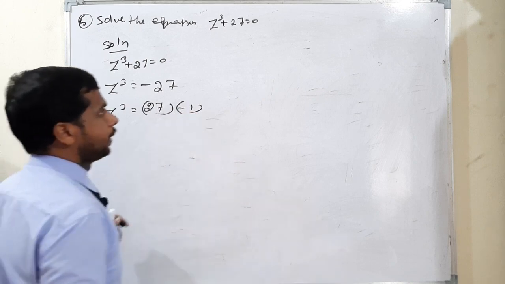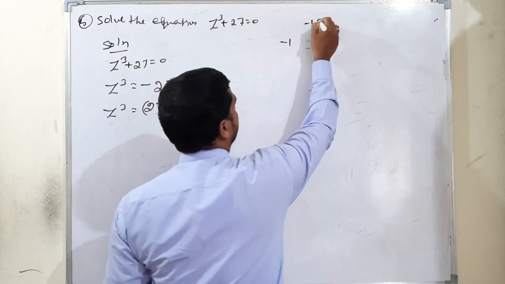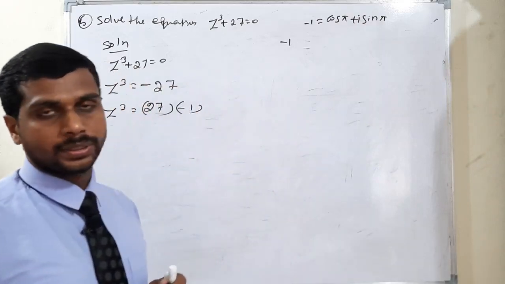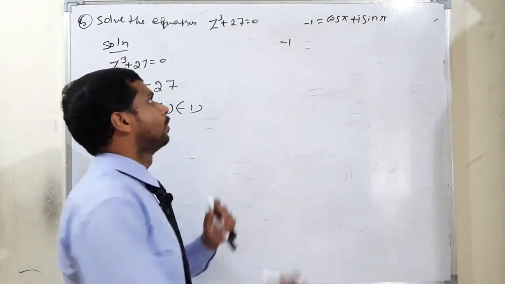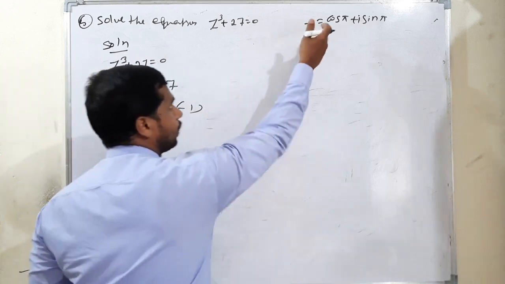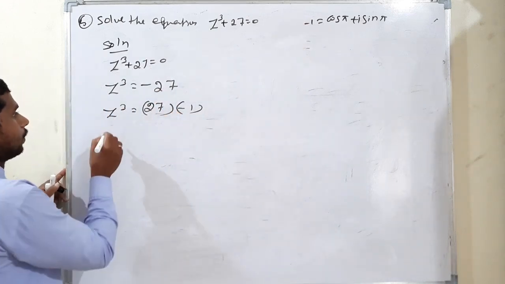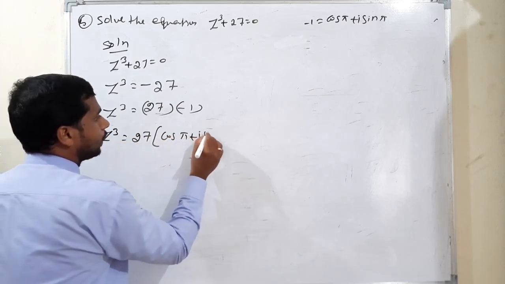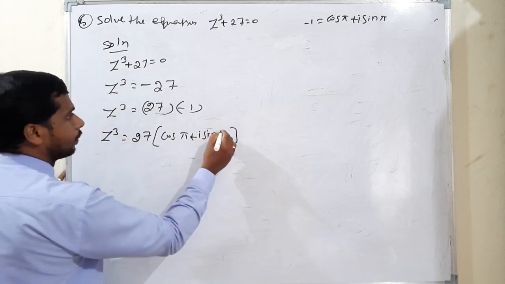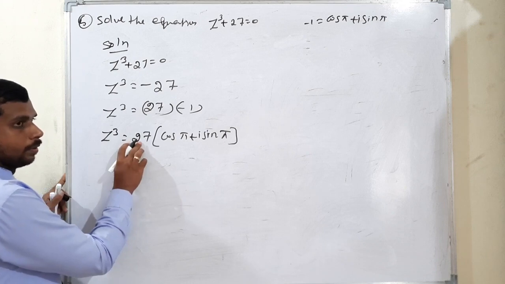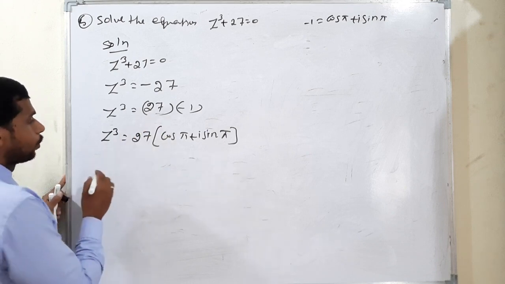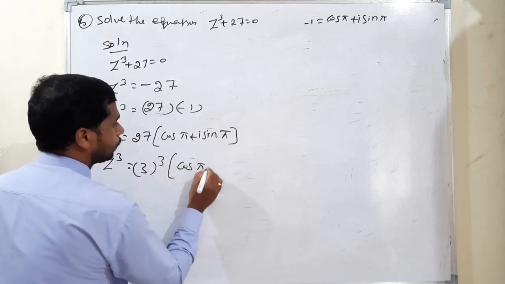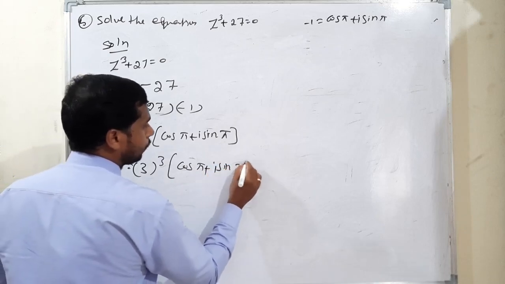So now, already we know minus 1 is equal to cos pi plus i sin pi. Already we know cos pi value will be minus 1, sin pi value will be 0. So minus 1 plus 0 is equal to minus 1. So instead of minus 1 we can write cos pi plus i sin pi. So z cube is equal to 27 into (cos pi plus i sin pi). Now, how to split the 27? 3 cube, no? 3 into 3 into 3 is equal to 27. So z cube is equal to 3 cube (cos pi plus i sin pi).